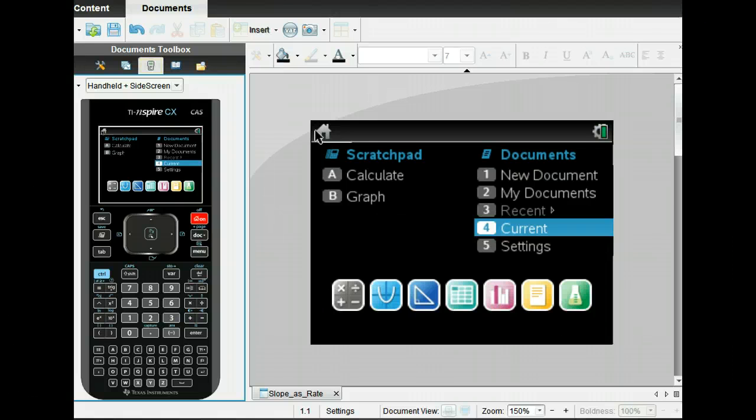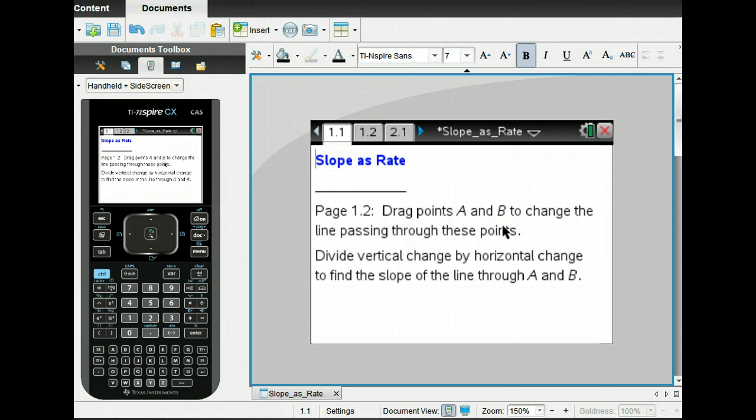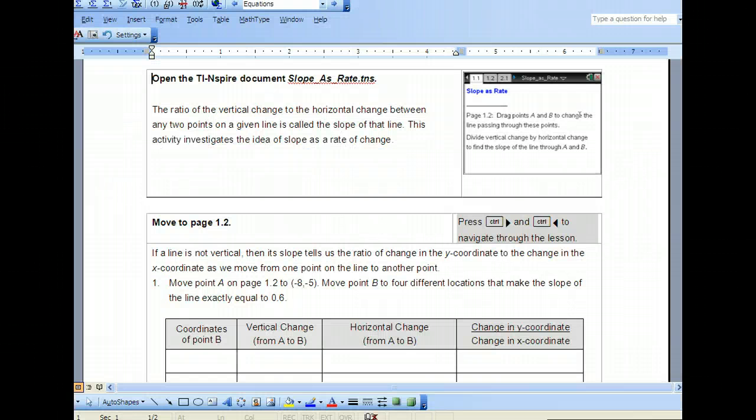So I've got one here, it's under my document menu, it's the current one I have, so I'm just going to click that. And so my document, and again, an interactive document, is called slope as rate. And I've got a few directions on here, and you can see above the 1.1, the 1.2, the 2.1. These are different pages within that document. But then also supporting this is a Word document.